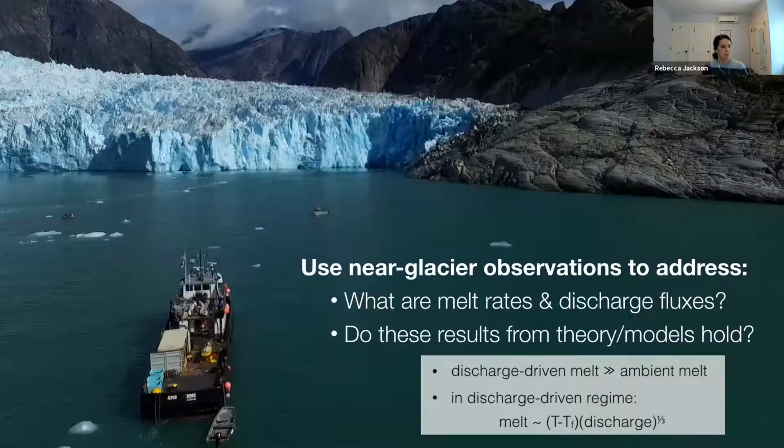So what I want to do for the rest of this talk is show some near glacier observations that we've collected and try to address two parts. The first, which spans the whole talk, is trying to quantify the melt rates and the discharge fluxes. These are important quantities for ocean glacier interactions, but they're actually very poorly constrained with observations. So what are the melt rates?